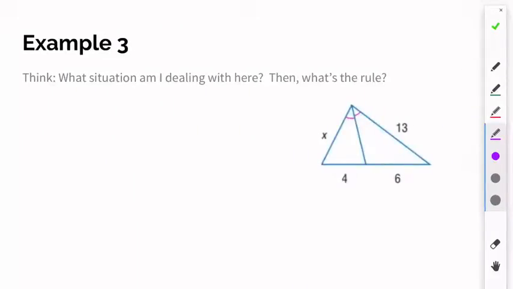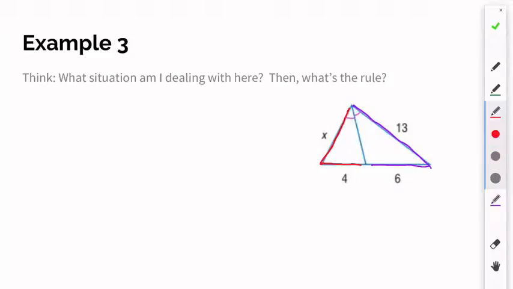So example 3, let's look at this. What's happening here? Well, this thing is cutting an angle into two equal parts. So this is an angle bisector. If this is truly an angle bisector, I can use the angle bisector theorem that we just learned about. Just to make this easier to see, I'm going to turn this into the red part of the triangle, and then we'll make it a purple side of the triangle.